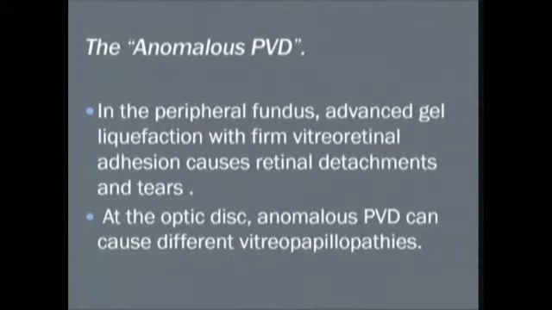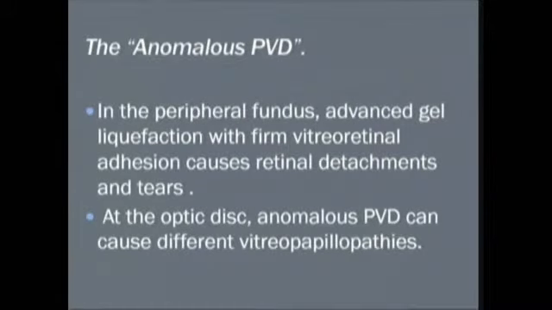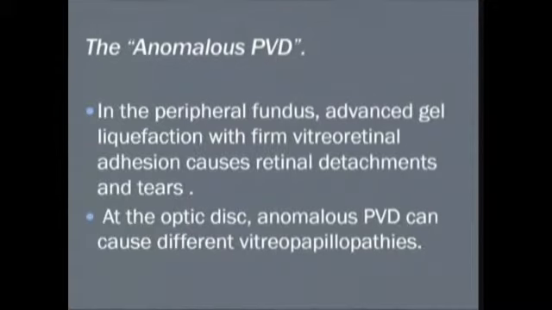So when we don't have both gel liquefaction and syneresis, this is called anomalous PVD: when we have just liquefaction of the vitreous without complete detachment of the vitreous. So if there is, in the peripheral fundus, advanced gel liquefaction with firm vitreoretinal adhesions, this causes retinal detachment and tears. But if the attachment is still at the optic disc, the anomalous PVD can cause different vitreopapillopathies.